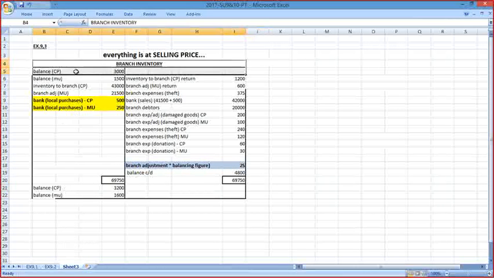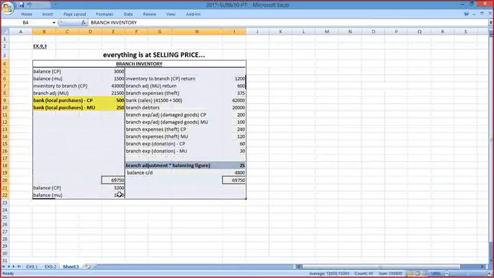So this is a massive account. It's a popular account. If this section does come up, they're going to test branch inventory because you need to provide for adjustments, and it will most likely be at selling price. This is not too bad, actually.